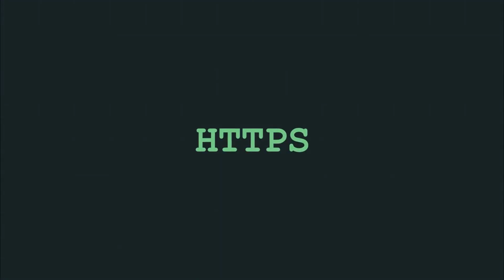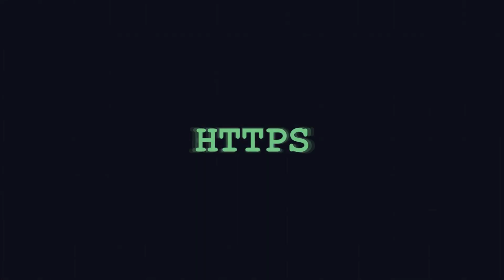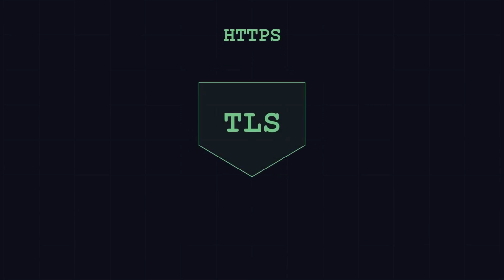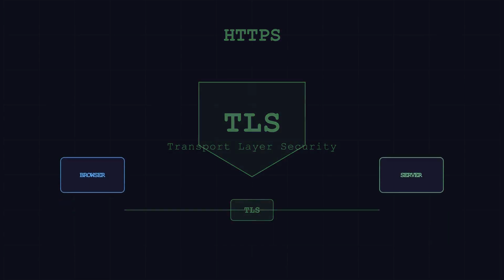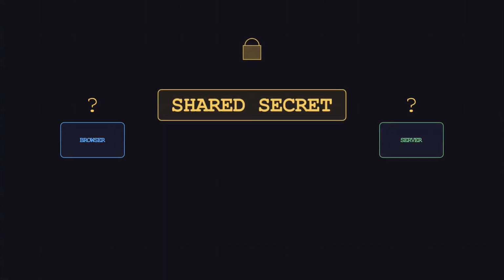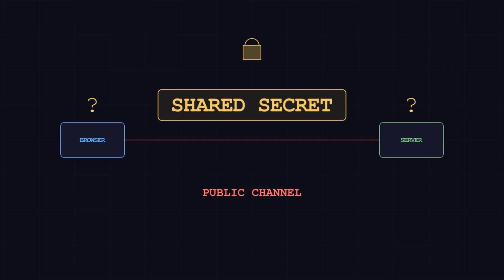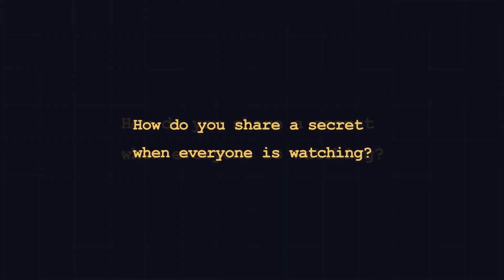This is the problem HTTPS was built to solve. That S stands for secure, and it works by adding a layer called TLS, Transport Layer Security, between your browser and the server. But before any encrypted data can flow, something remarkable has to happen first. Your browser and the server need to agree on a shared secret over a public channel where anyone could be listening. How do you share a secret when everyone is watching?